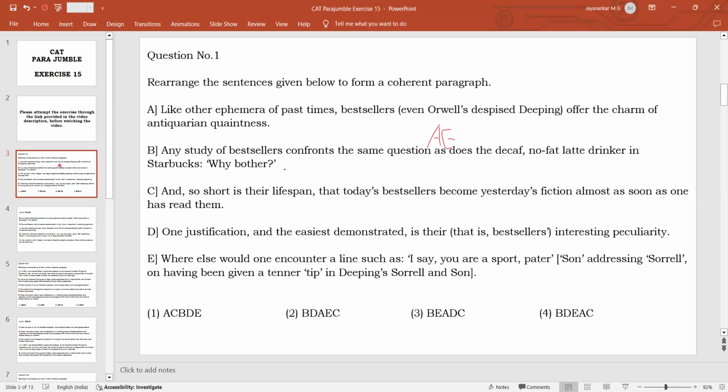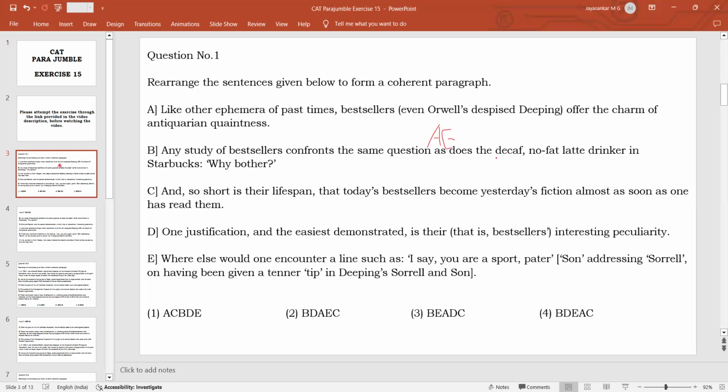Now, any study of bestsellers confronts the same question as that which the decaf no-fat latte drinker in Starbucks faces: why bother? A very close reading of this sentence will tell you its meaning. It says that any bestseller, if you study closely, will raise the same doubt as when you drink a particular decaffeinated, no-fat latte in Starbucks. Starbucks is a coffee shop chain based in the USA. If you are preparing for management entrance examinations, you should know about some globally renowned corporates.